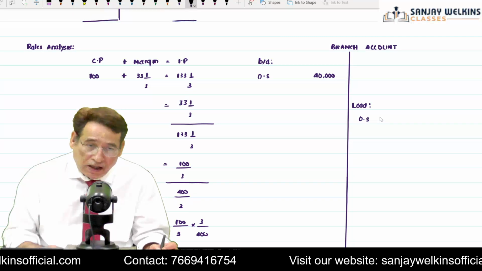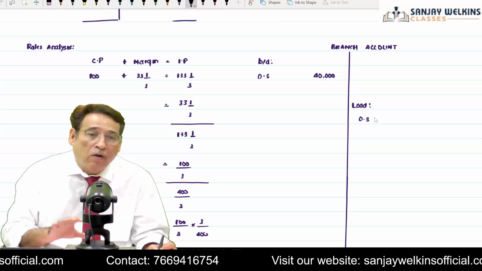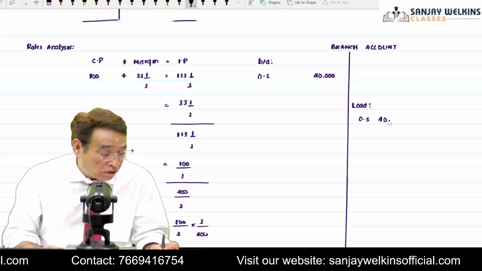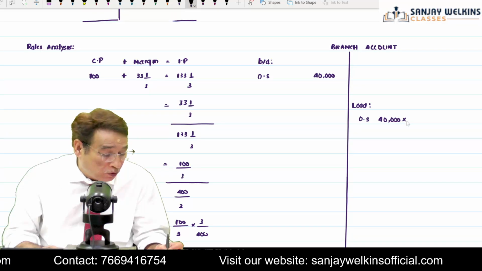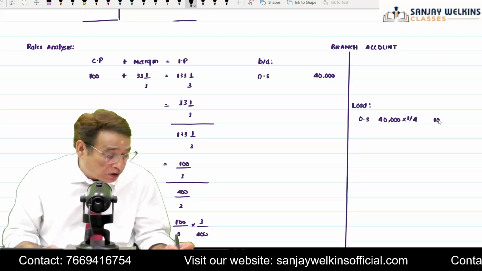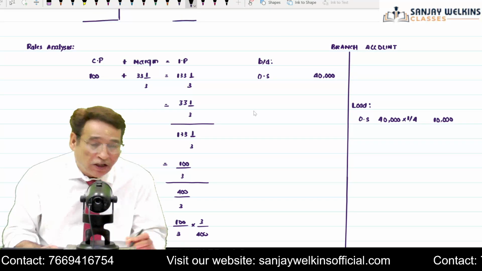Instead, I can also write, as I told you earlier, stock reserve. Correct? Anyway, 40,000, and the rate of loading we just computed is equal to 1 by 4. So our loading will be equal to 10,000. Loading amount will be equal to 10,000.